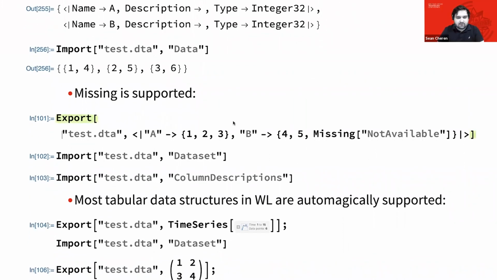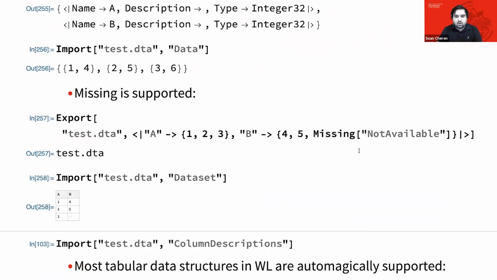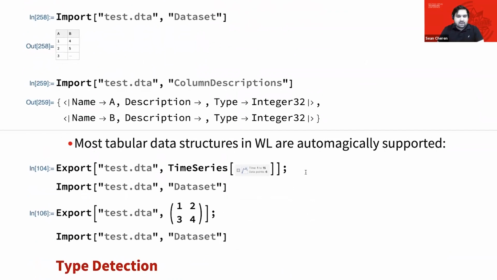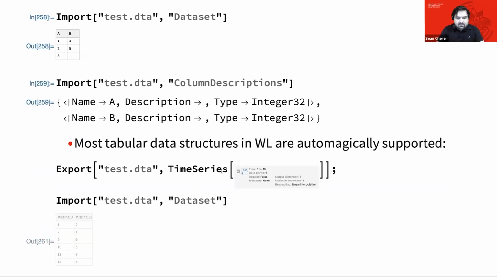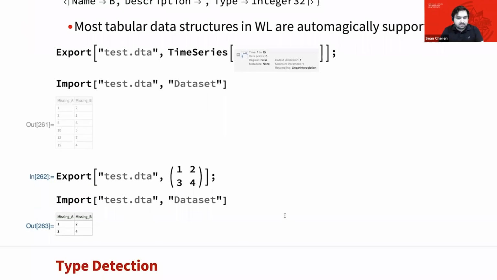We also support various types of missing data from Wolfram Language. And these things are actually built-in types in the stat formats. So if you look at this thing, this is still a column of integer values, as we can see in column descriptions, but there is still a missing point in the data set. And like I mentioned, most tabular data structures are already supported automatically. So if you look at this time series here, you can take a time series object directly and export it to any stat format. Things like matrix form also work.